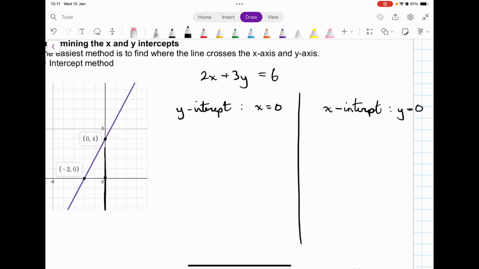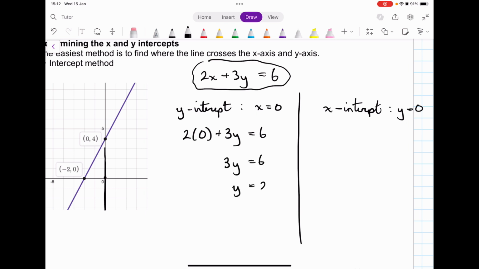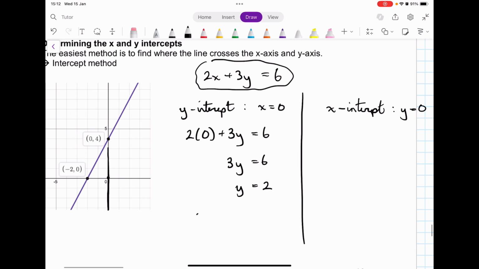So when we have these, we can simply substitute x is equal to 0 into this equation, right? So 2 times 0 plus 3y is equal to 6. And then if we solve this equation for the y-coordinate, we will know where this line intercepts the y-axis. So 3y is equal to 6, and then y is equal to 2. So the y-intercept is (0, 2).